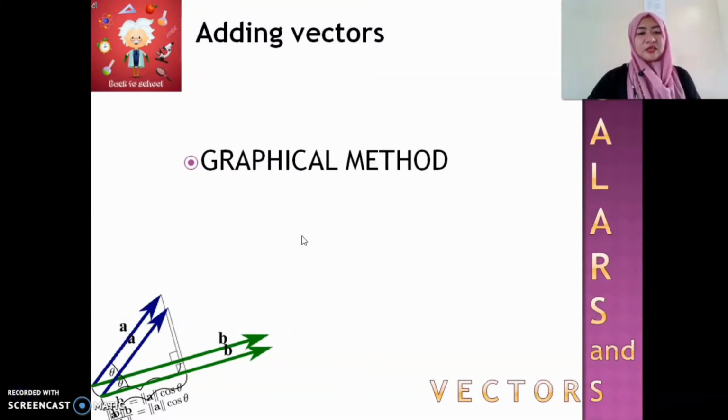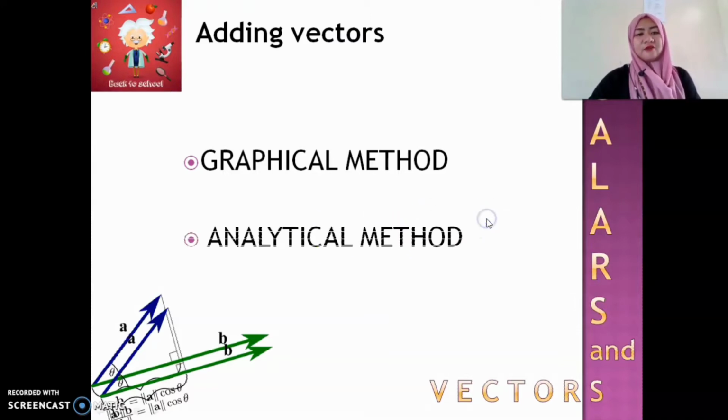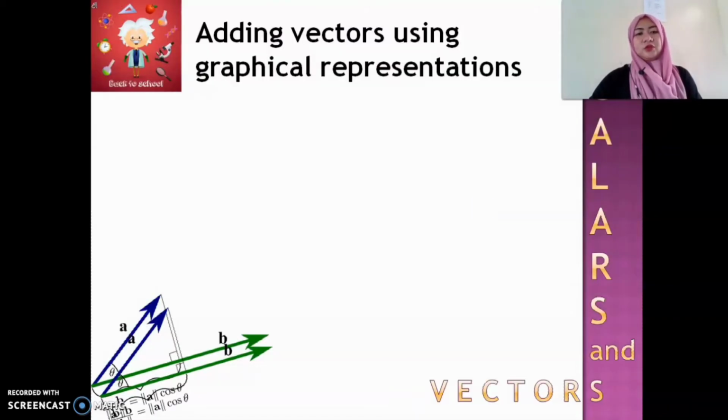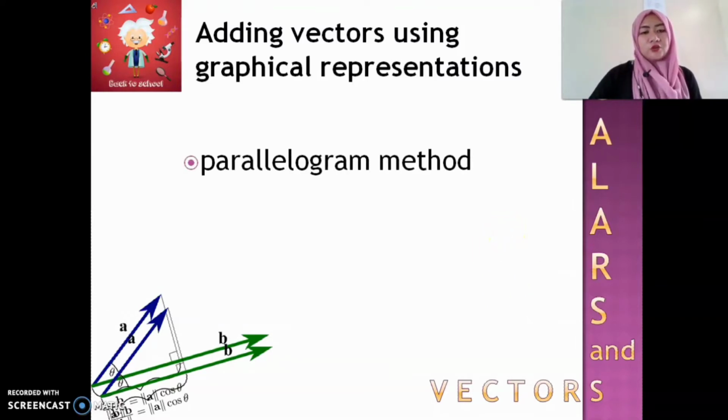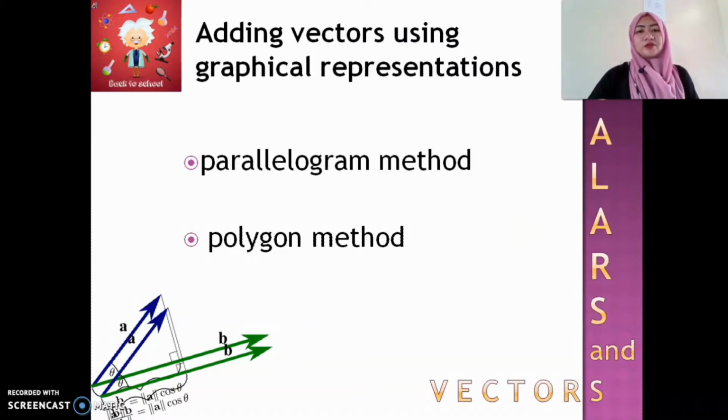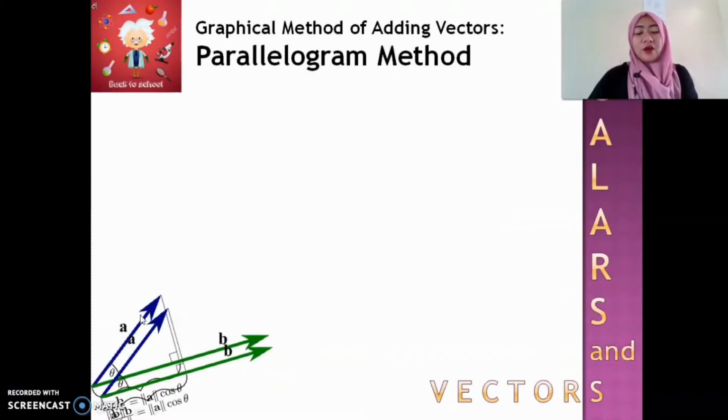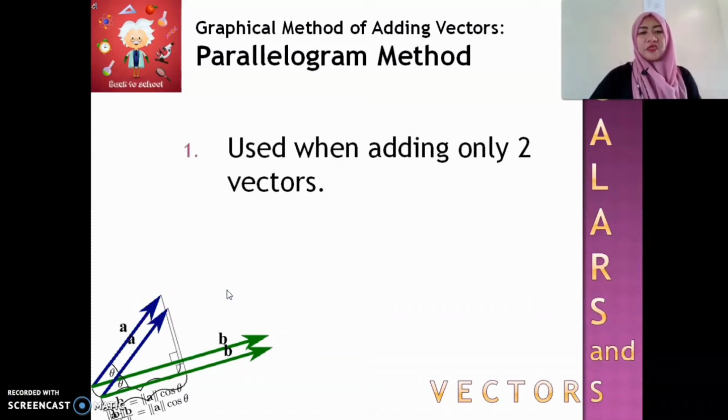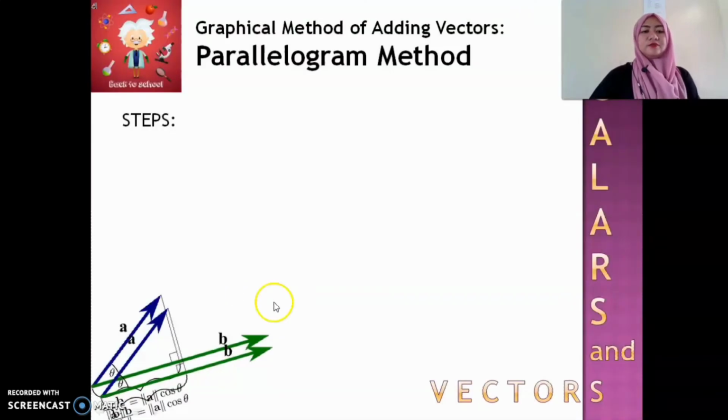This graphical representation of vectors can be used in adding vectors, and there are ways of adding vectors. We have the graphical method, and we also have the analytical method. So let's run through how we can add vectors using graphical representations. You can use two methods. We have the parallelogram method and we also have the polygon method. The parallelogram method is only used if you have two vectors being added.